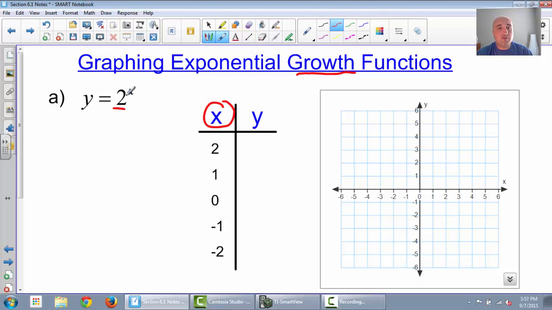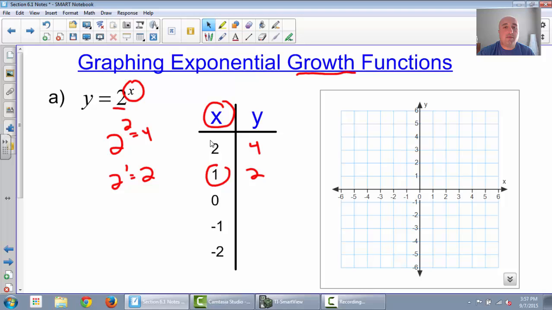We're going to plug these numbers in for our X. So let's do the first one. Our first X is 2. So 2 squared would be 4. So our first Y value is 4. Now we're going to plug in 1. So in for X is 1. 2 to the first is equal to 2. So our next ordered pair is 1, 2. Okay, let me get rid of this circle. I don't want to make that confusing.